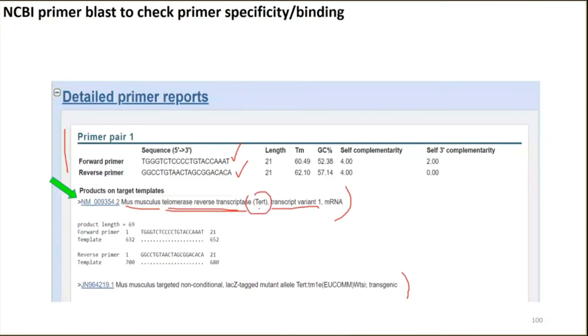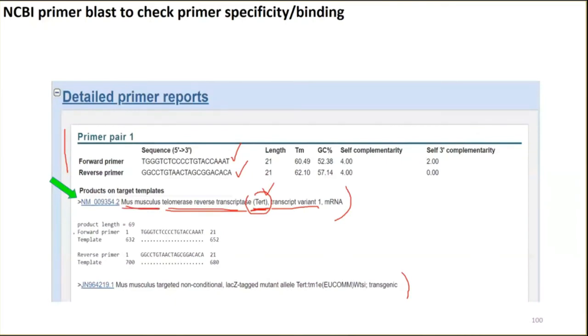If it were human, all the letters must be capital. This is the notation for the gene: all the letters are capital for human, and for the mouse, the first letter is capital and the rest of the letters are small. And you can see, musculus. And this one is going to give a product length of 69 base pairs.